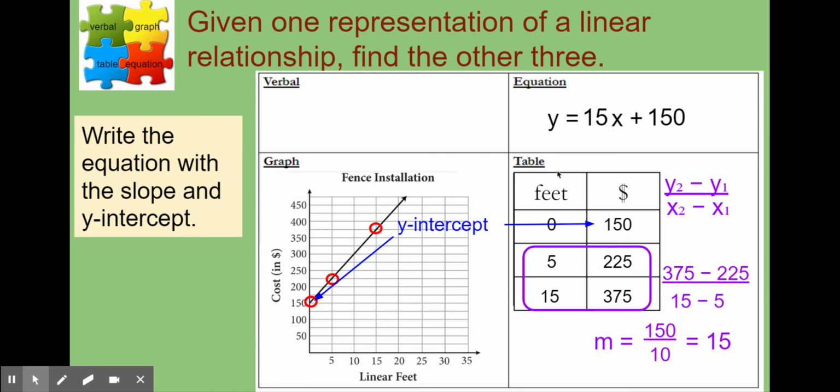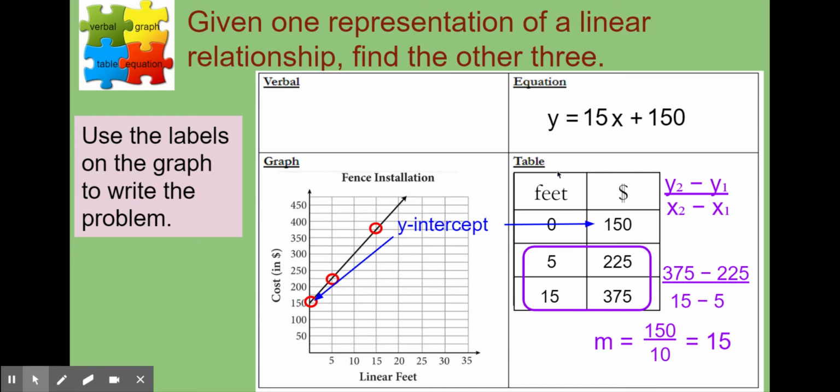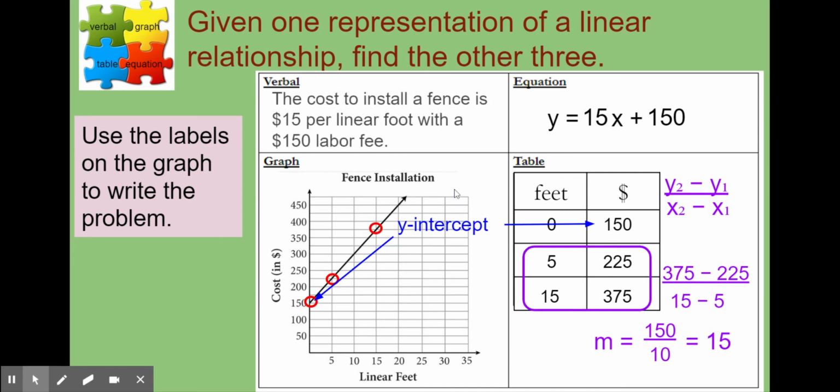Now my words are going to have to do with fence installations. So I'm going to say the cost to install a fence is $15 per linear foot and a $150 labor fee. That means whoever's coming to work in my yard, I have to pay for that labor.